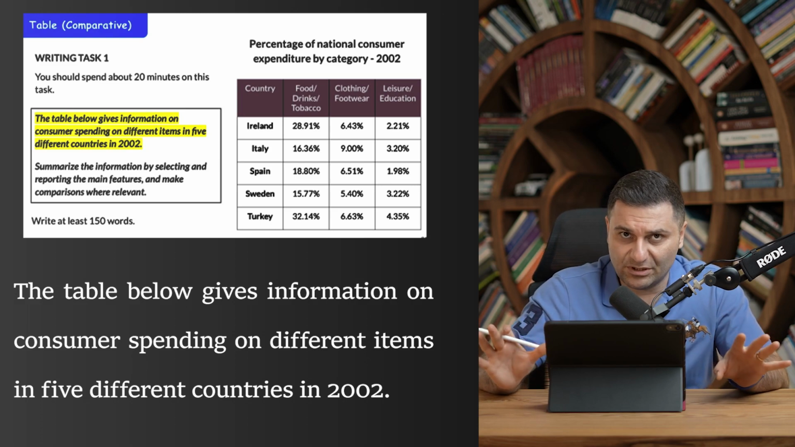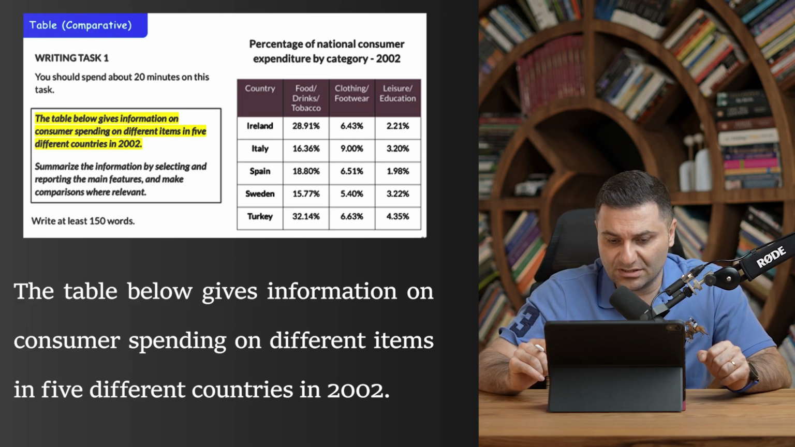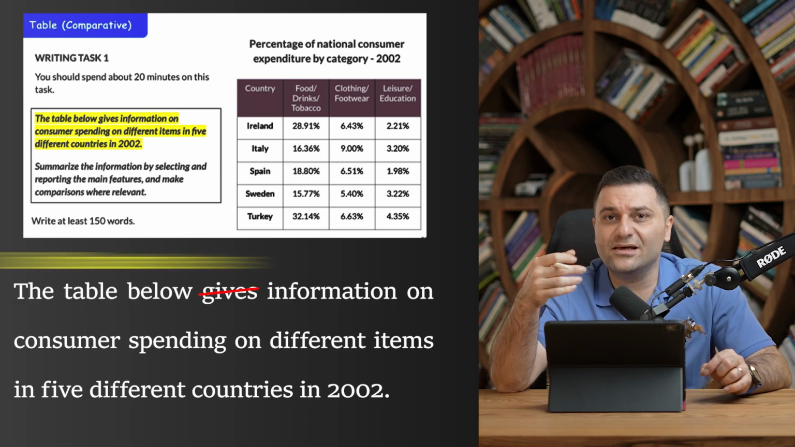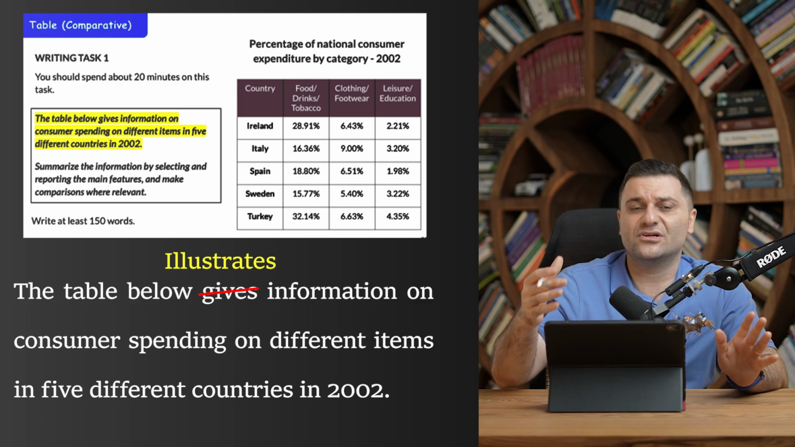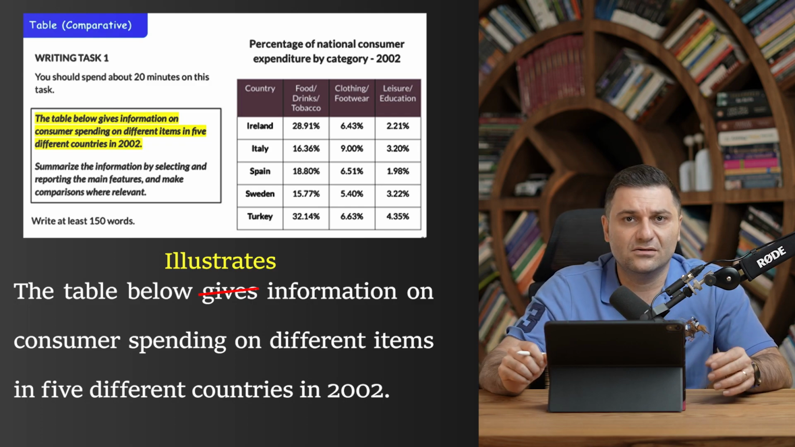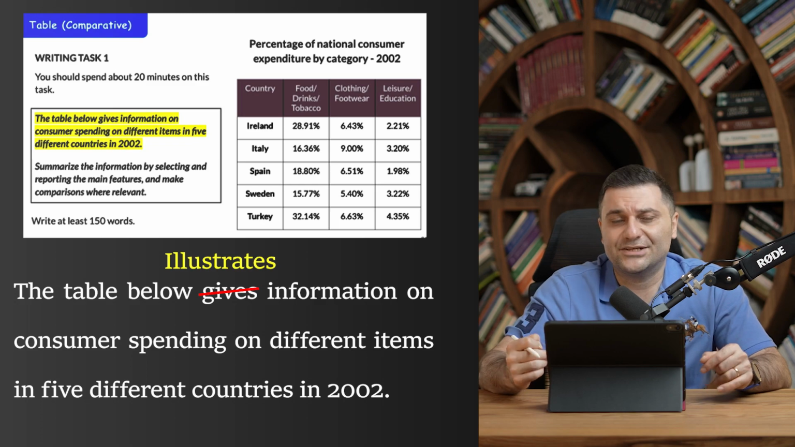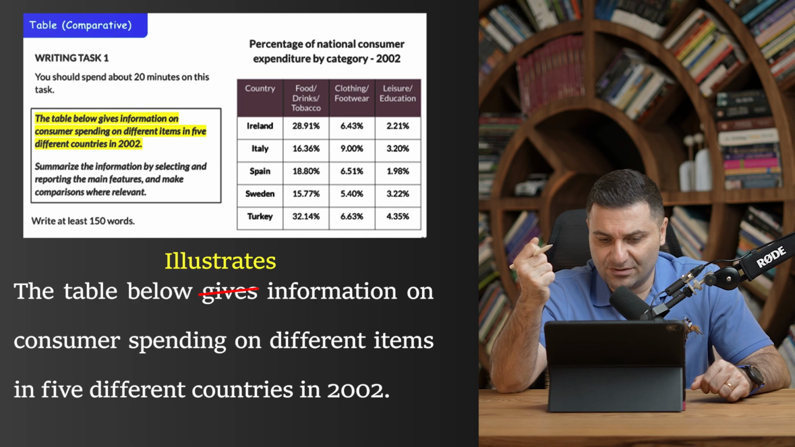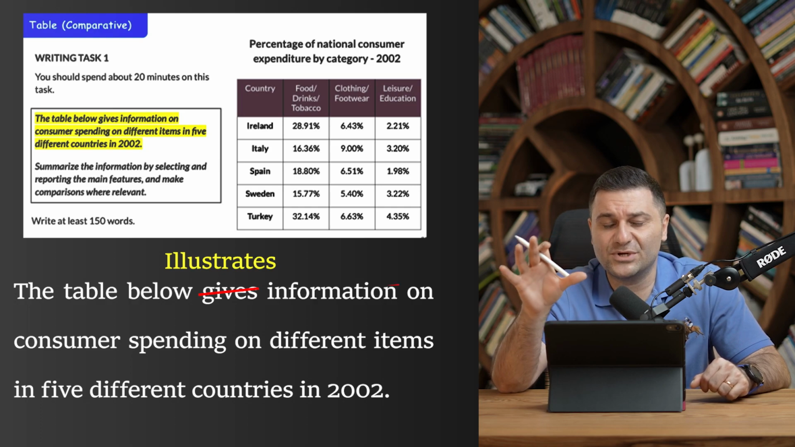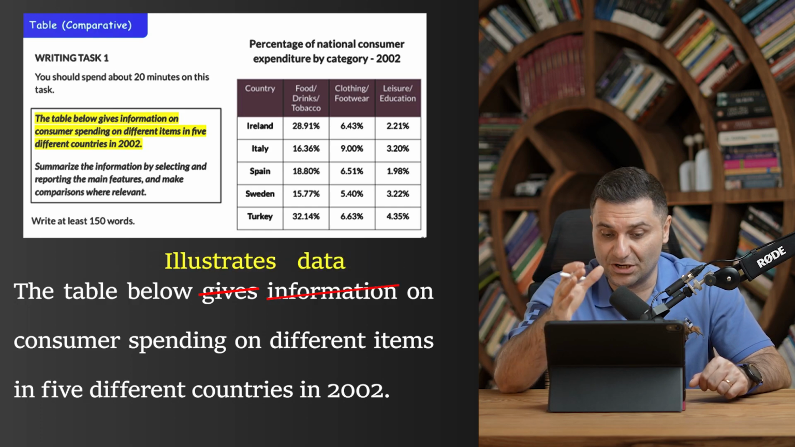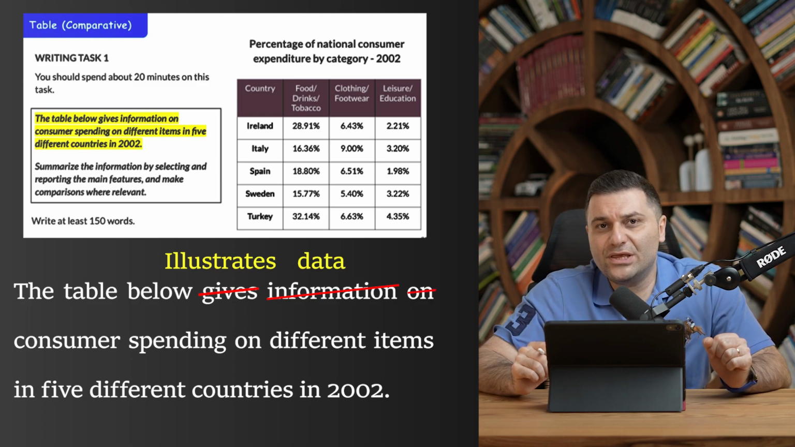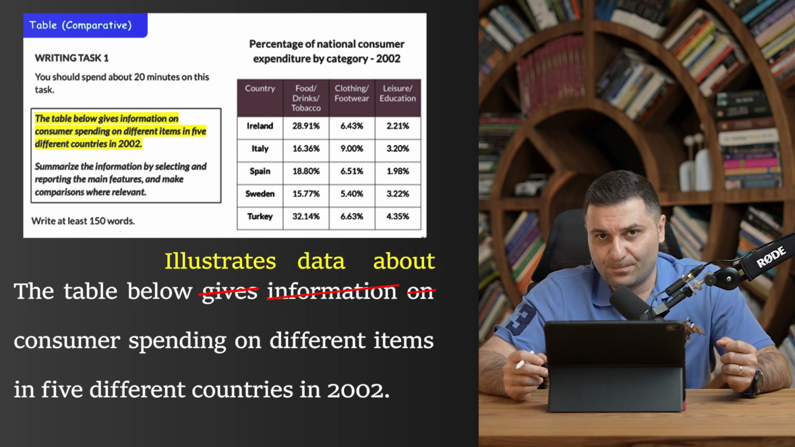So we have the table here too in our opening sentence. The table below gives, instead of gives, we can write illustrates, right? There are actually other verbs like provide, like portray, like display, right? So here, instead of gives, we write illustrates. All right, information. Instead of information, you can use data. So the table below illustrates data.